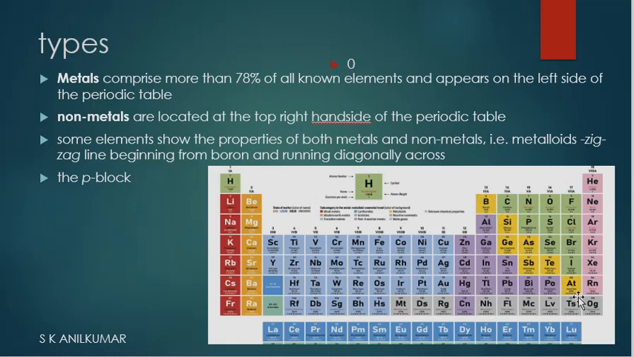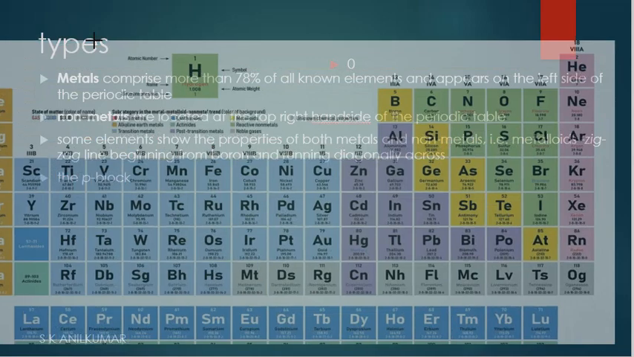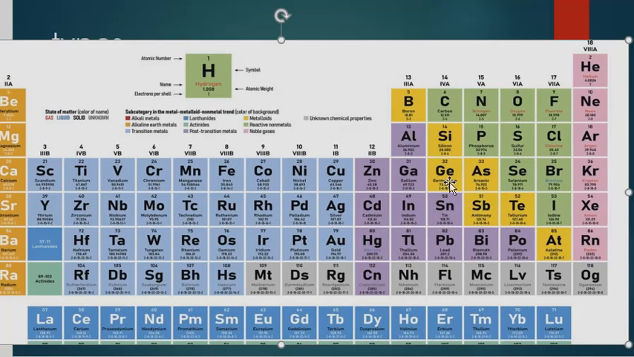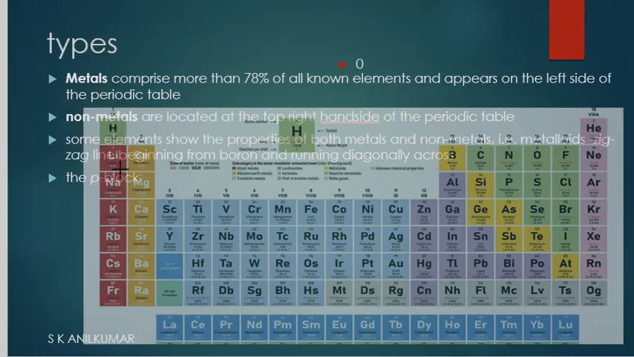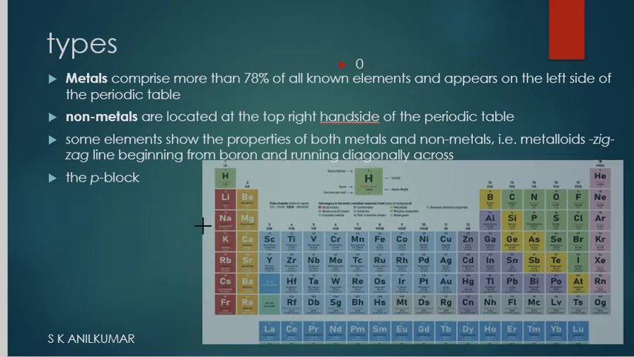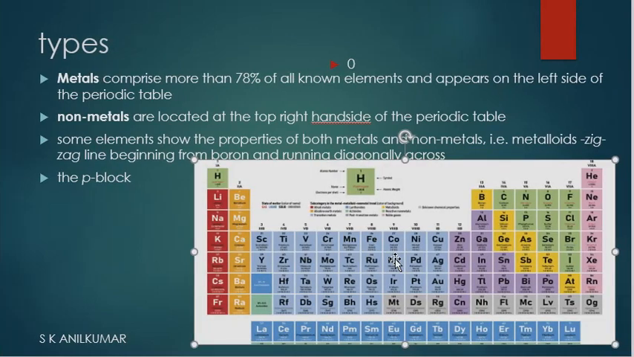Some elements show properties of both metal and non-metal. These are metalloids. This is the L shape, the zigzag line beginning from boron and running diagonally. Boron, silicon. They are in the P block. The names are germanium, arsenic, antimony, tellurium. These show sometimes metalloid behavior, sometimes metal behavior.